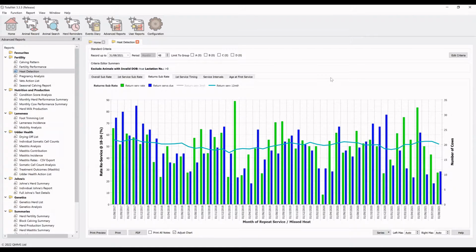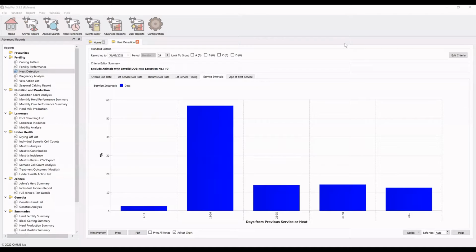There hasn't been a huge amount of change in the average submission rate for return services, although there has been a little bit of seasonality from month to month. If we want to look into return services in more detail, we can do so using the Service Intervals tab.